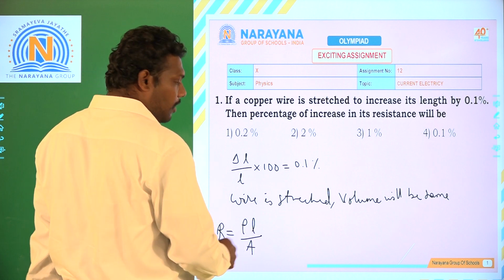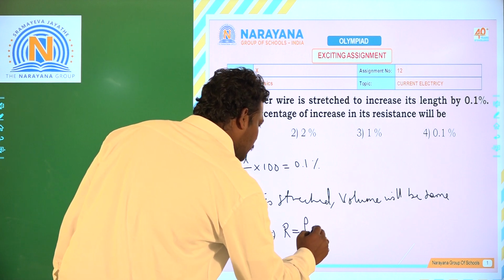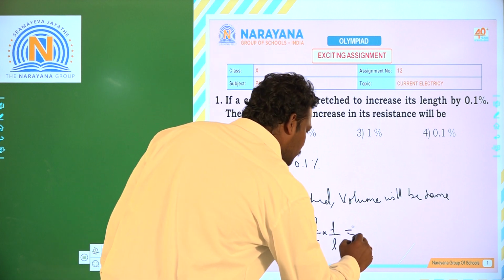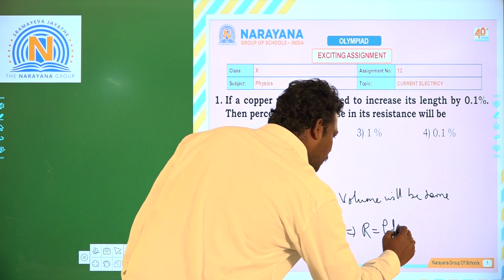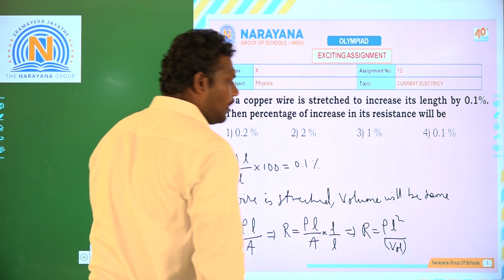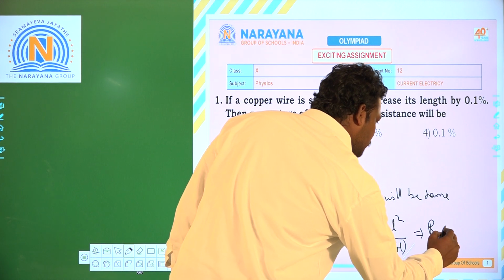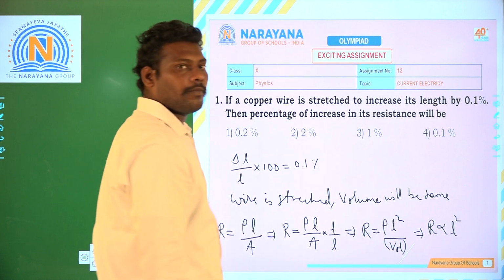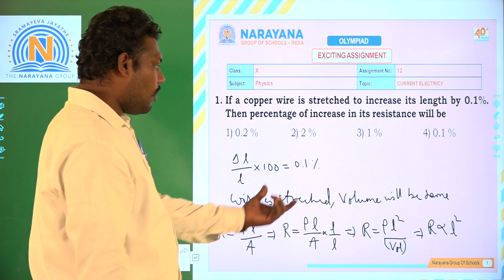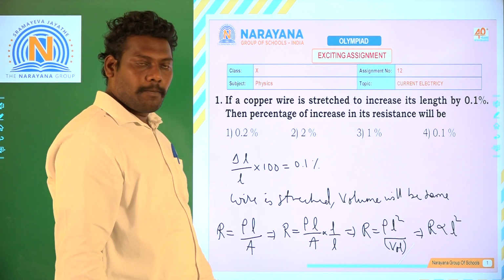So here if I multiply and divide with length, then R equals rho L by A into L by L. So the formula will be R equals rho L square by A into L, which is volume. So R is proportional to L square. So we got the proportionality as R is proportional to length square when the volume remains the same.